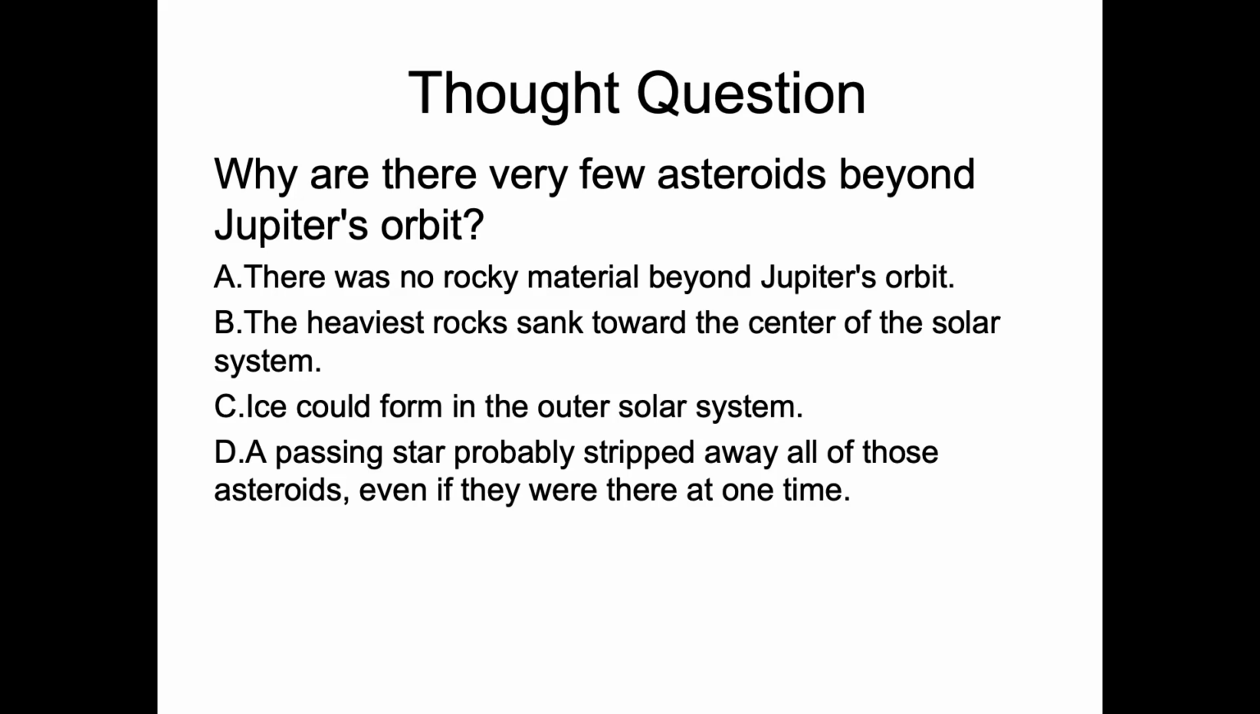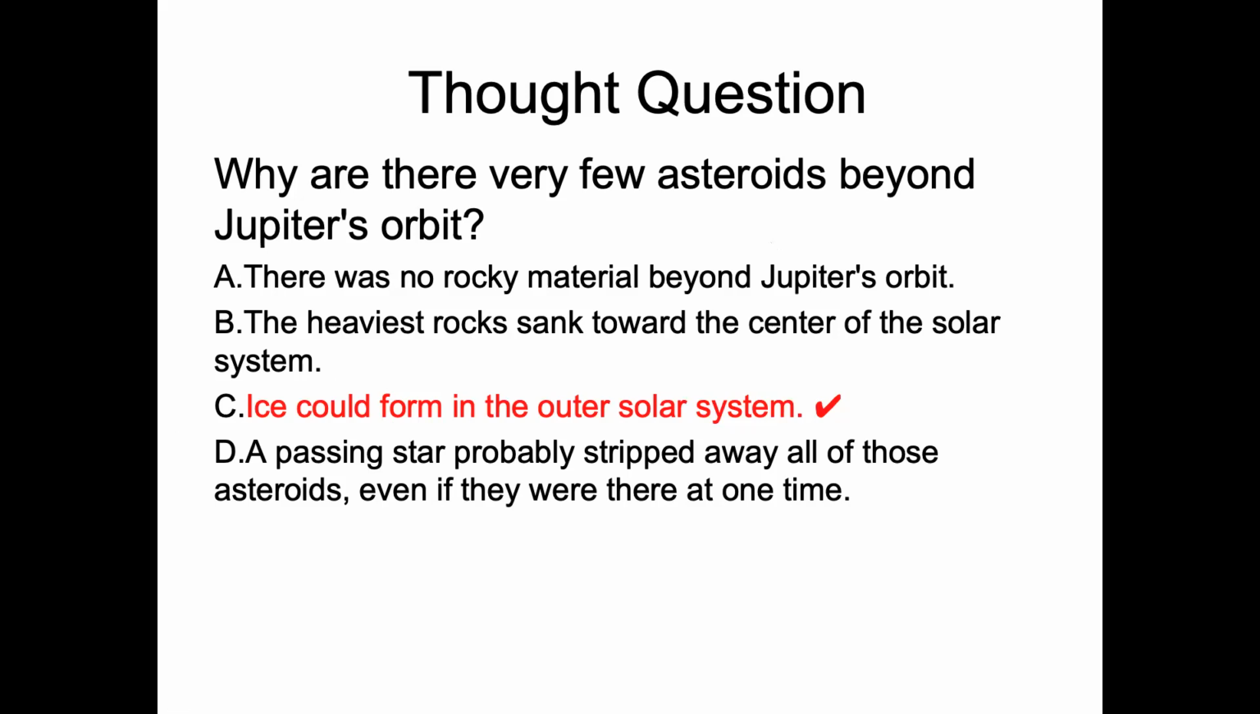It's not that a passing star stripped those asteroids away, because it would have stripped away comets and planets too. The answer is C, right? It's the fact that ice is capable of forming in the outer solar system. And we'll come back to that. We're going to circle back to this in a second.